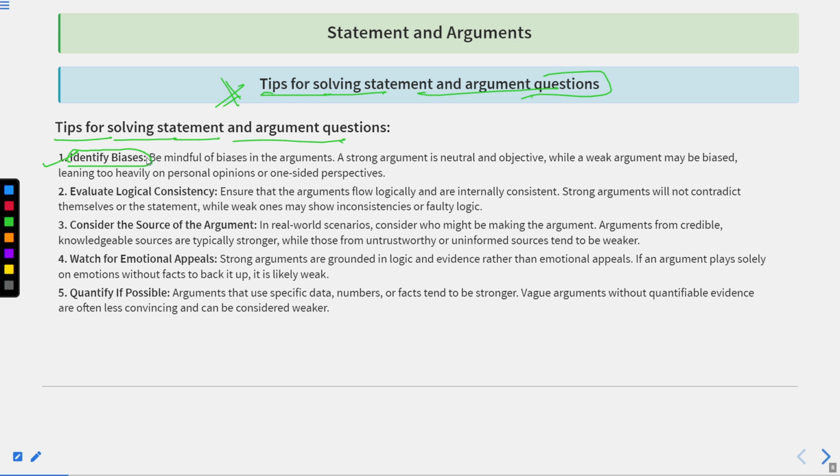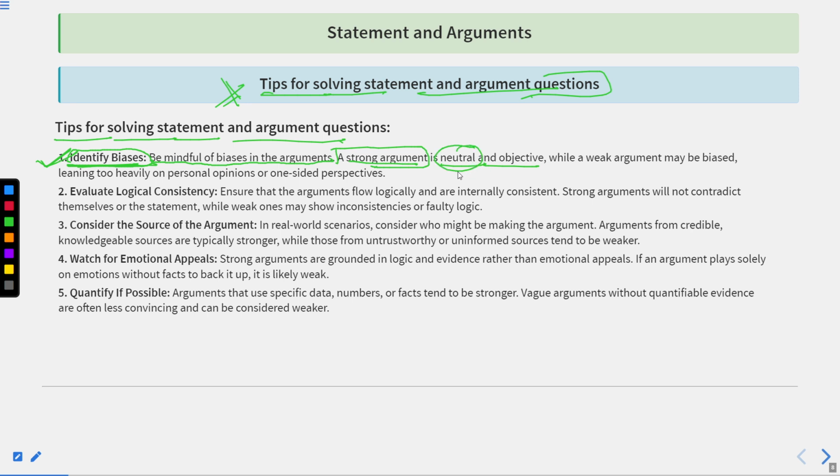For a strong argument, it is very important for you to note down this particular point as a tip while solving questions related to statements and arguments: that we have to identify the biases. There shouldn't be any biases. What is a strong argument, my dear students? A strong argument is one which is neutral and objective.